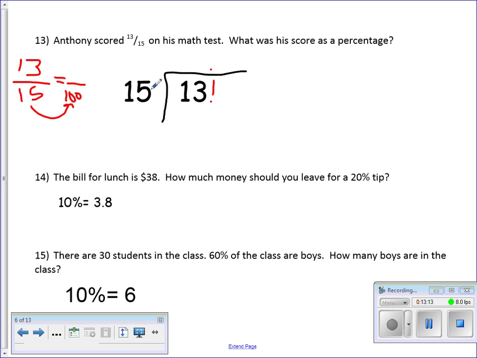15 doesn't go into 13. How many times does 15 go into 130? Well, that's 8 times, because 8 times 15 is 120.